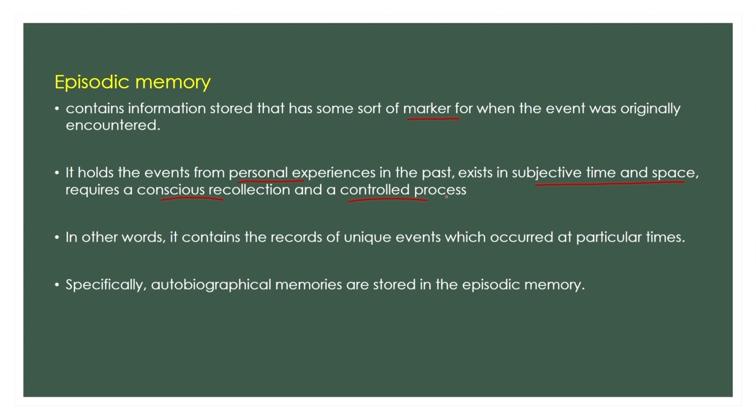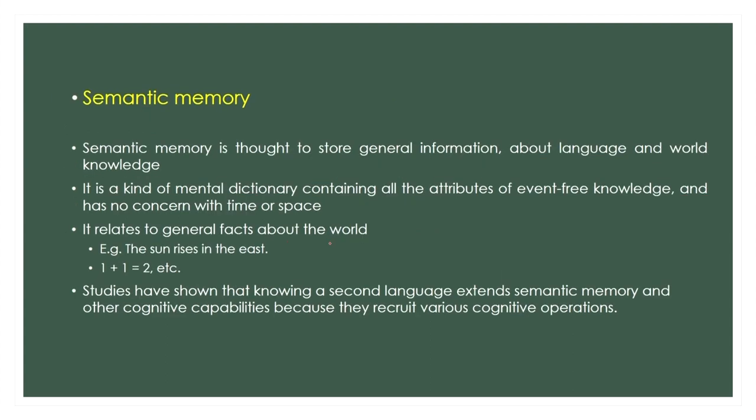So basically it contains the records of unique events which any individual encountered at a particular time. And as I had just mentioned, autobiographical memories are also part of the episodic memory. Now, we'll go to semantic memory.